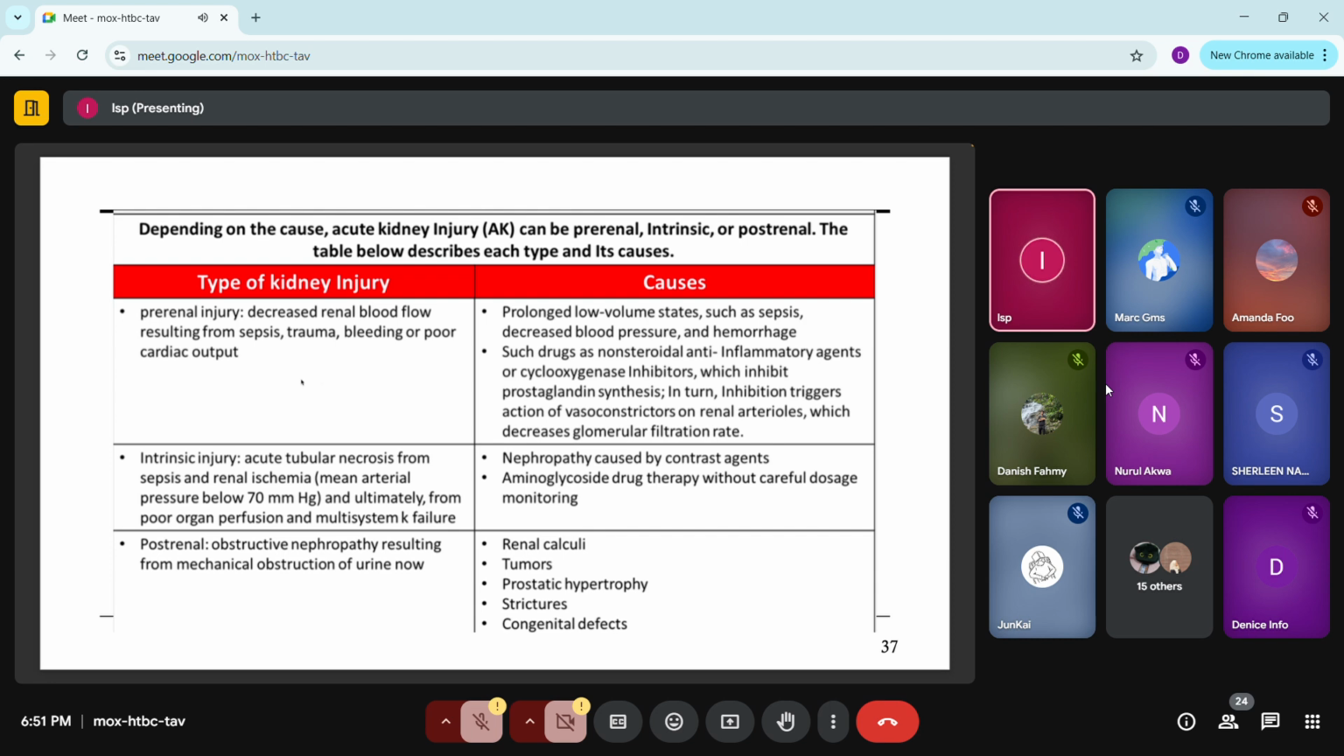Again, this is just a different illustration of similar information. Pre-renal causes are whatever reduces the renal blood flow, like shock, bleeding, trauma, or poor cardiac output. Post-renal causes are whatever causes obstructive uropathy, obstructing the urine flow, like renal stone, bladder tumor, BPH, or strictures. And the intrinsic renal causes are medication and also inflammation like glomerulonephritis.